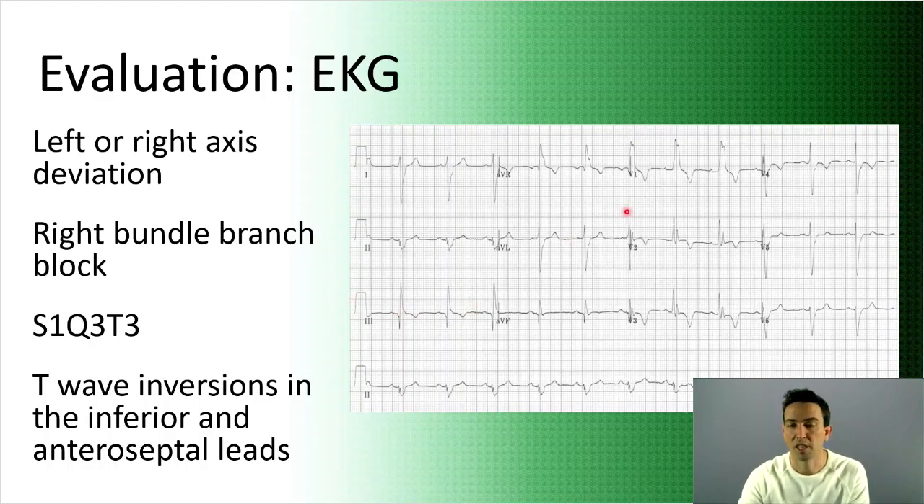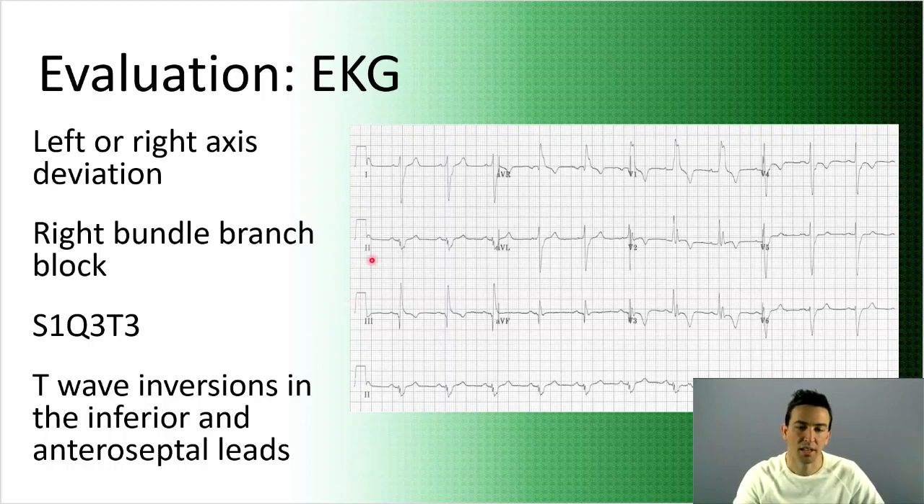A right bundle branch block, that you see here with these RSR waves. And then the classic S1Q3T3 abnormality, which for a long time I thought only existed on board questions, but in reality I've seen it multiple times in the clinical setting. So keep an eye out for it and look for it both clinically and on the test.